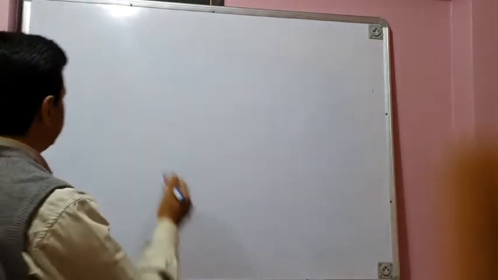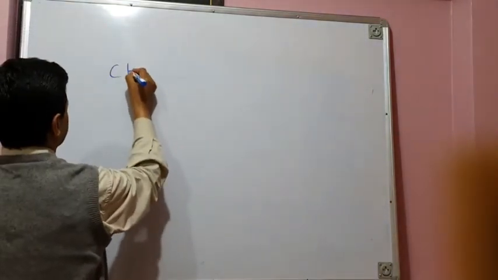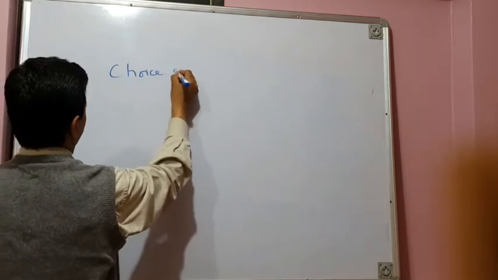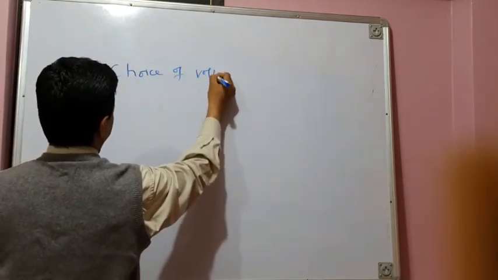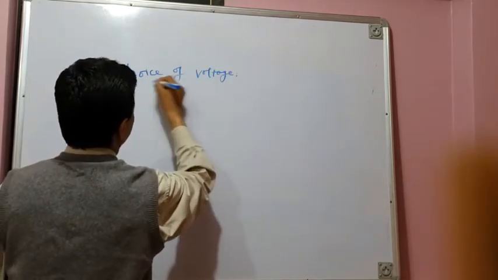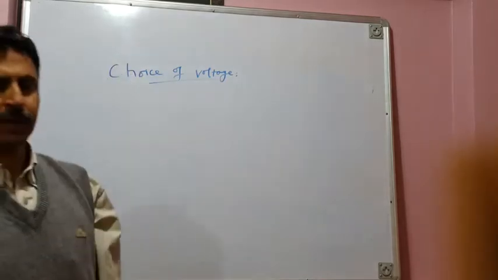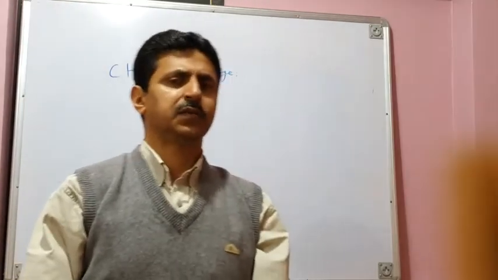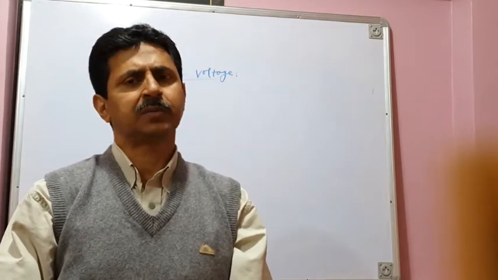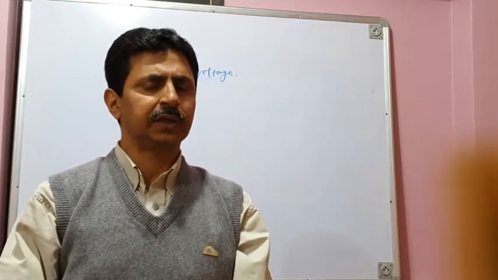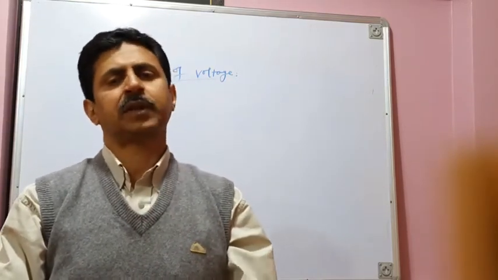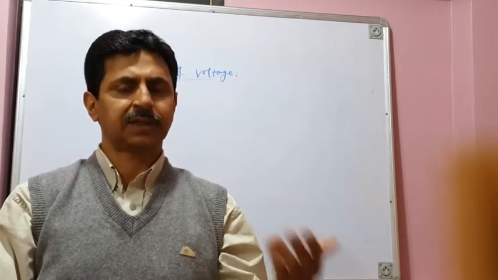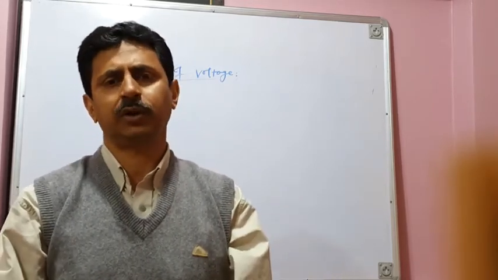Now let us see how to choose the transmission line voltage. Choice of voltage. Choice of voltage is very, very important. Should your bipolar HVDC transmission line be plus minus 100 kV, plus minus 200 kV, plus minus 500 kV, plus minus 800 kV, plus minus 1000 kV? How do you decide about it?